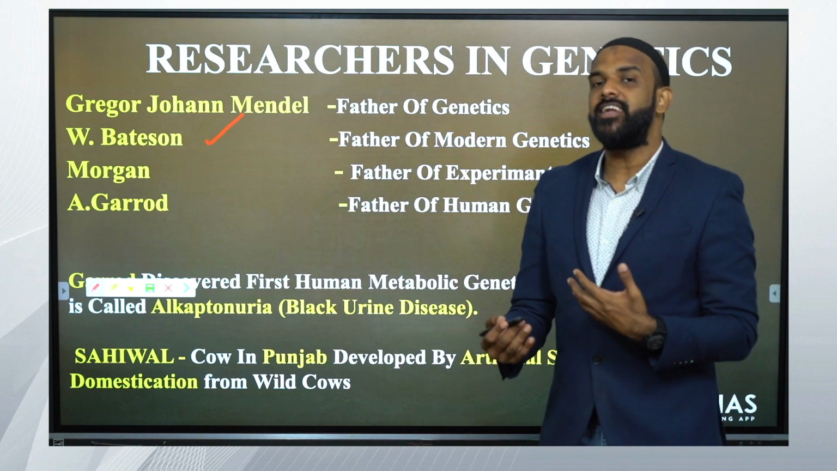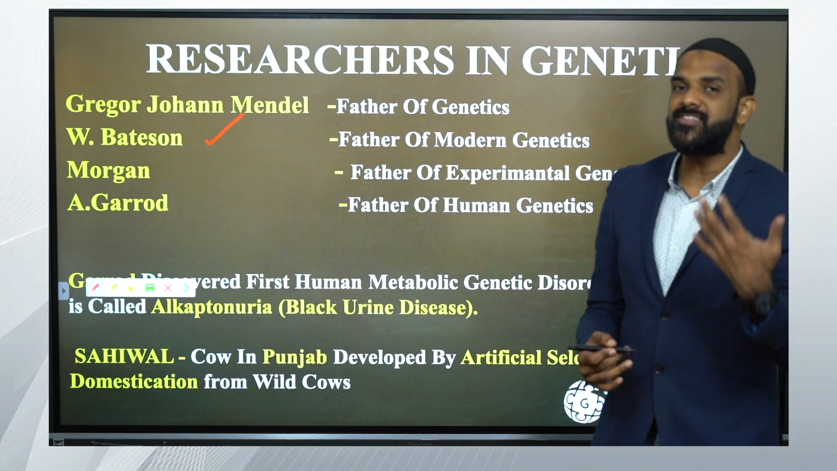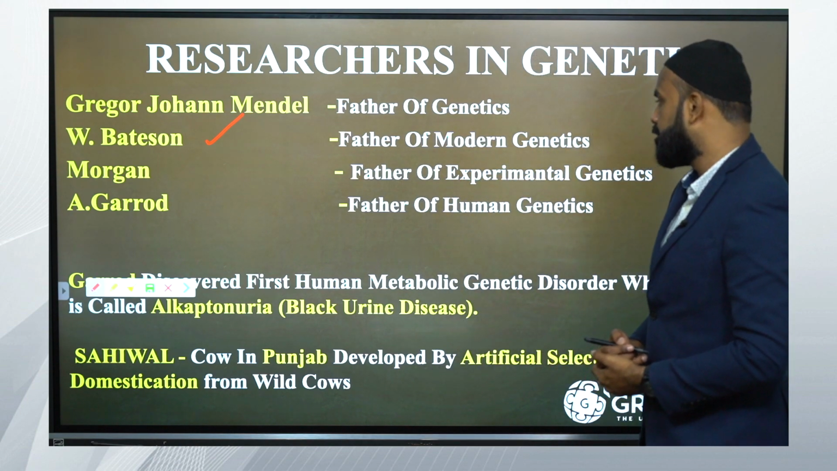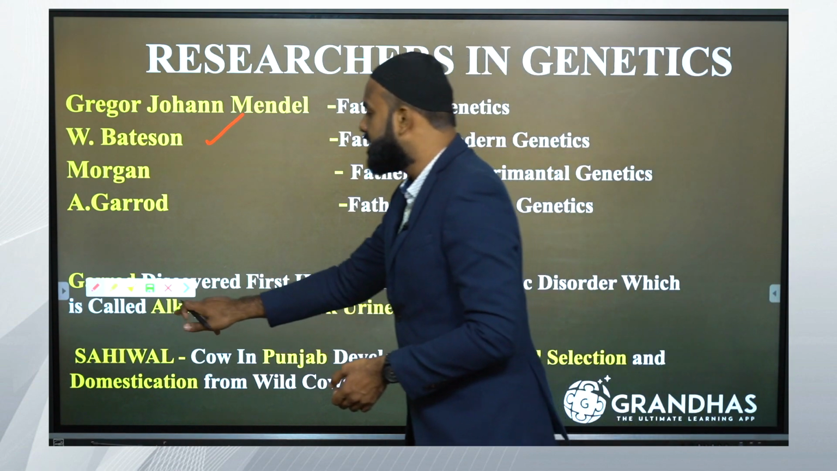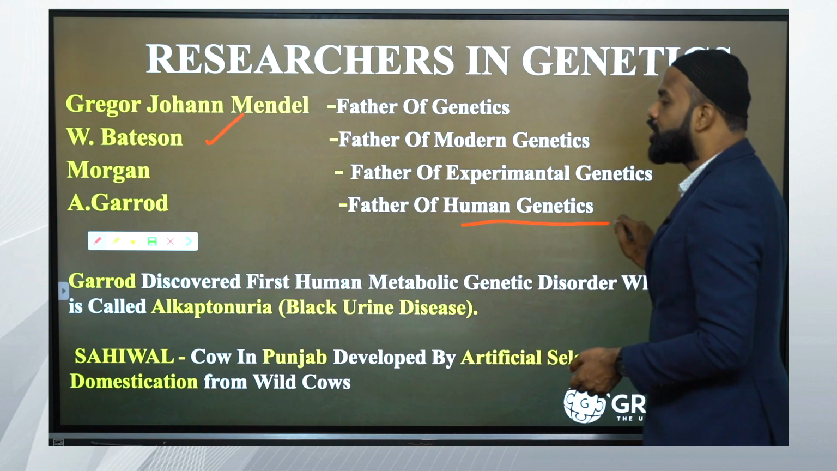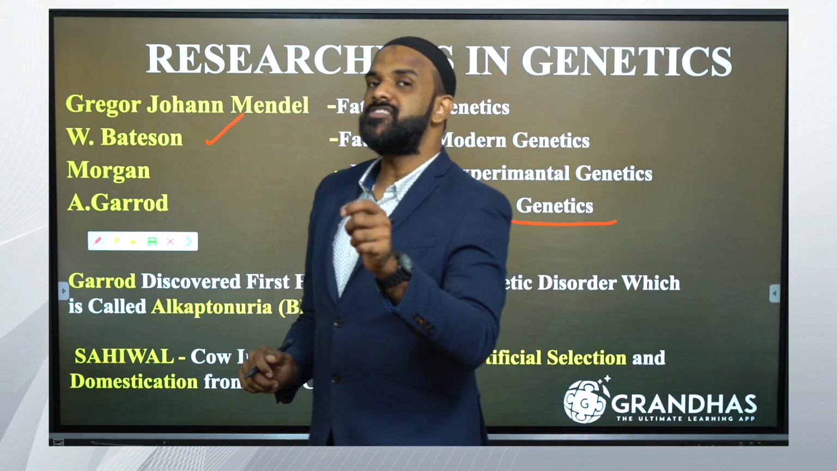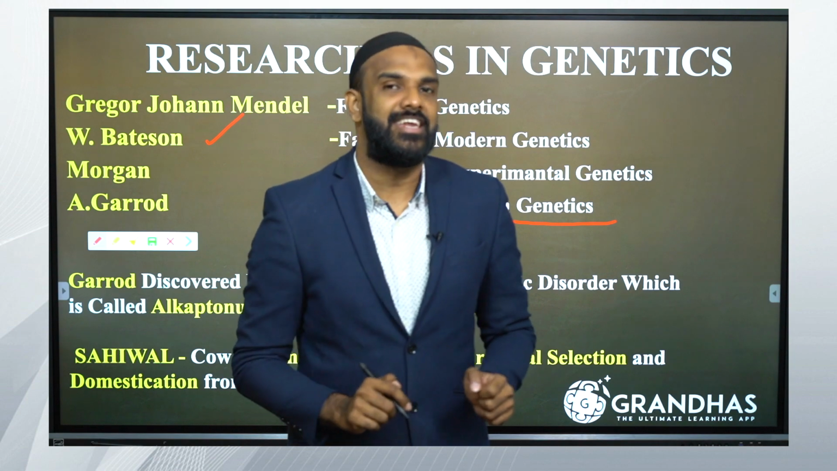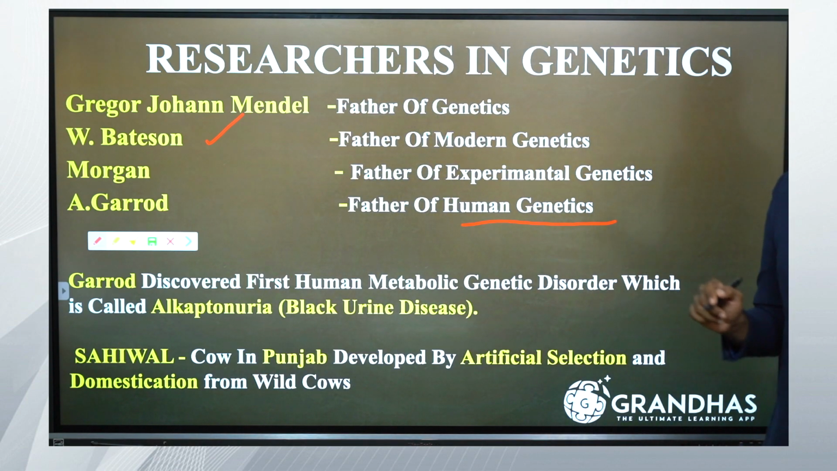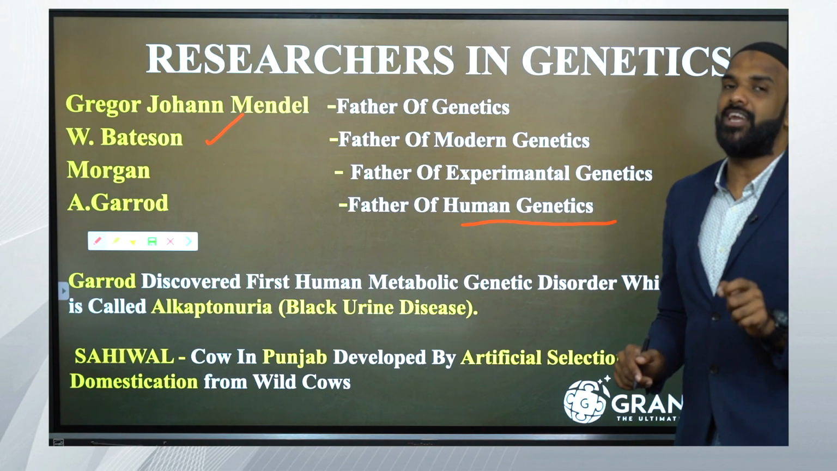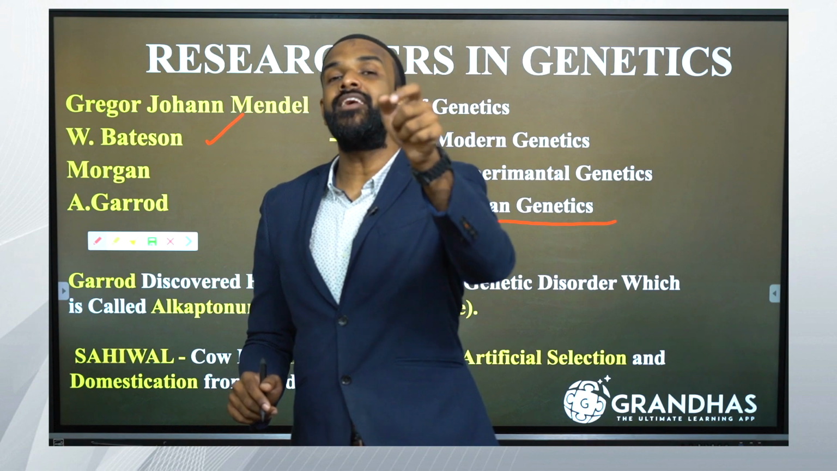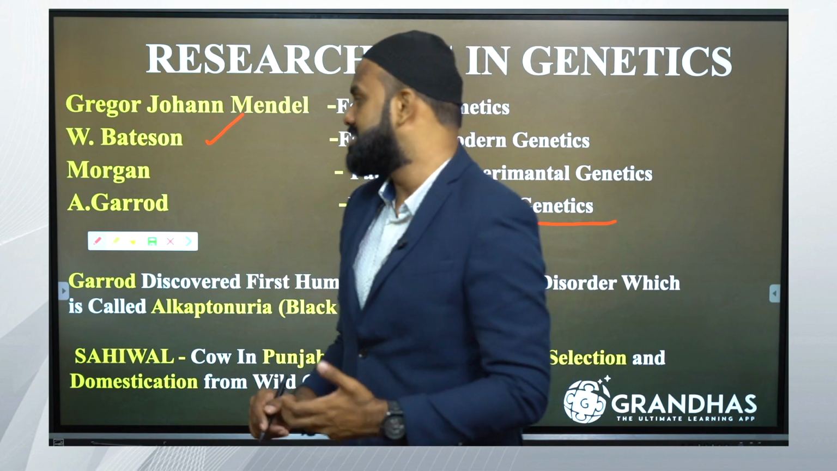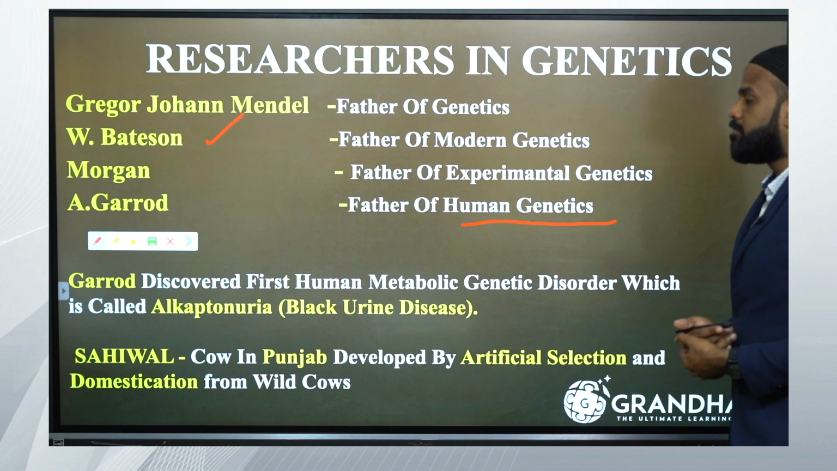Now we will study in detail about experimental genetics towards the last of this portion, and Morgan is called the father of experimental genetics. And for human genetics, Archibald Garrod is called the father of human genetics. There we need to study about Garrod, a small specification which might be a question for you in the NEET examination. See, Archibald Garrod was the man who discovered the first human metabolic genetic disorder. The first human metabolic genetic disorder is alkaptonuria, otherwise called black urine disease. So this black urine disease was discovered by Garrod.